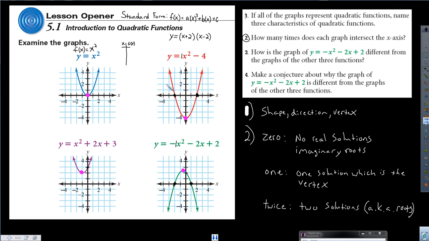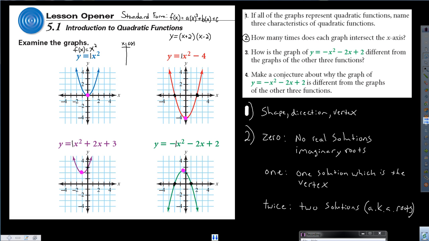It's still going to be a very steep graph, a very steep parabola, but it would still open up. We say opens up, opens down, right? Here we have a 1, that leading coefficient, as far as the a value is positive, so it opens up. And here, that a value, once again, a positive 1, it opens up. So we've made that conjecture about why the graph of y equals negative x squared minus 2x plus 2 is different from the other graphs.